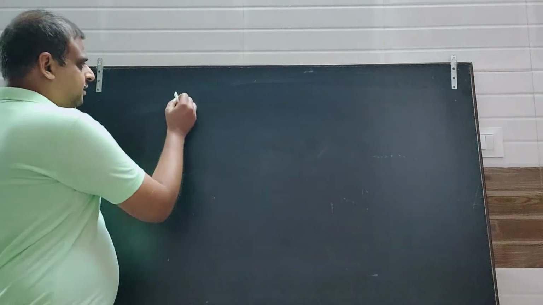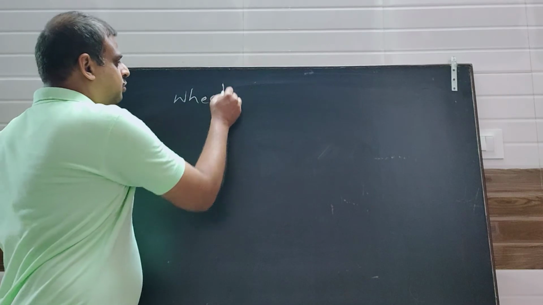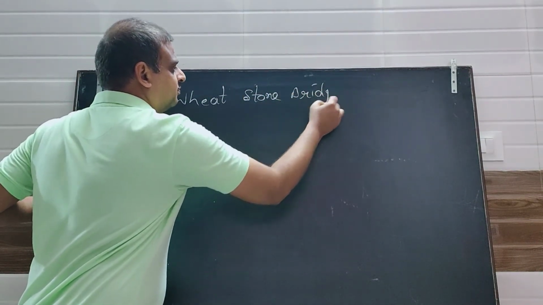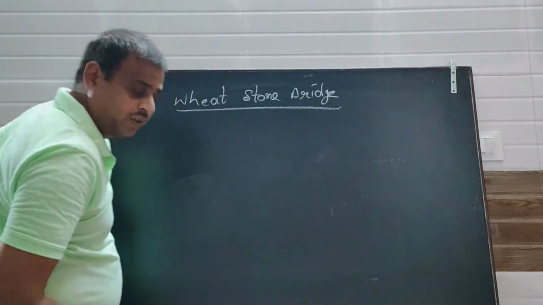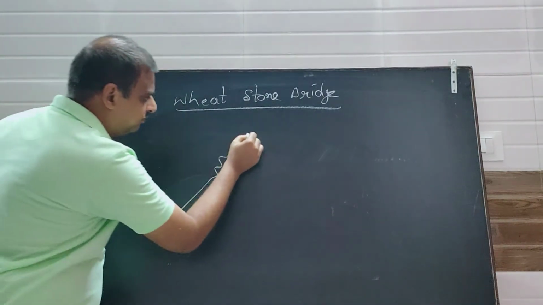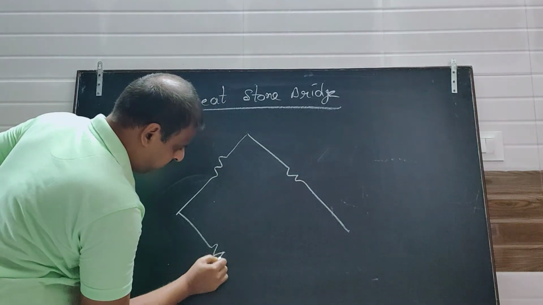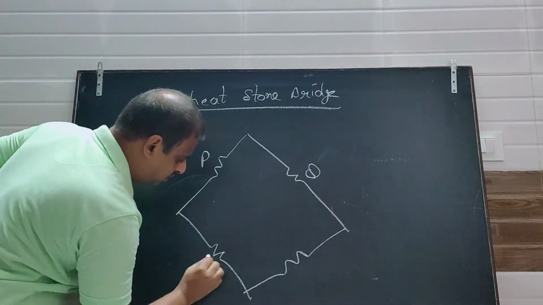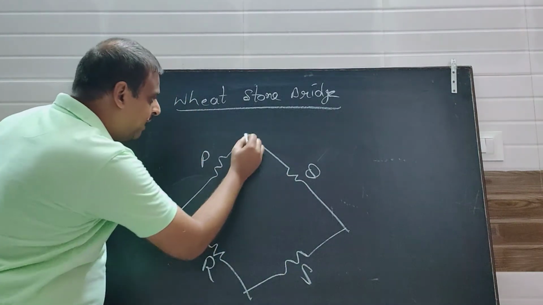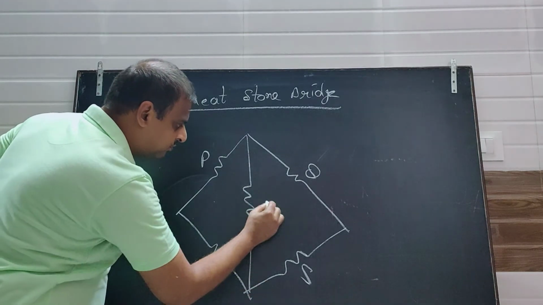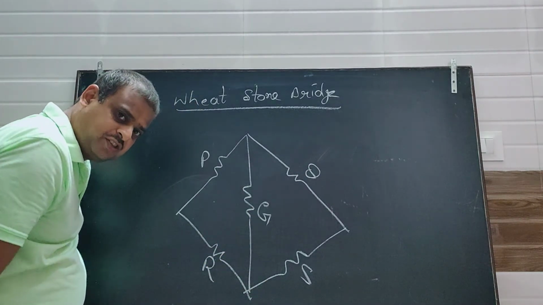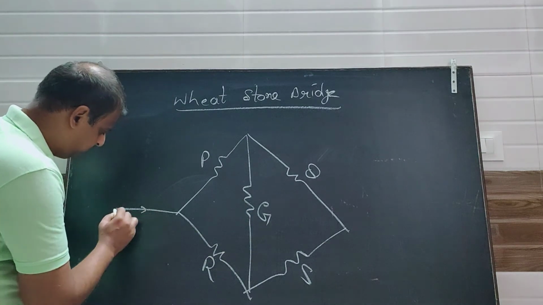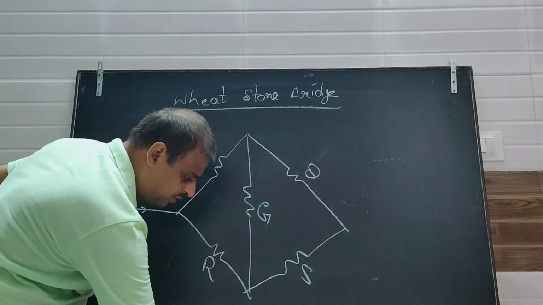Today we will discuss the Wheatstone bridge. Consider four resistances P, Q, R, S. Make a bridge. Let us have another resistance G. It is a galvanometer. Give a current I. We will give some battery.